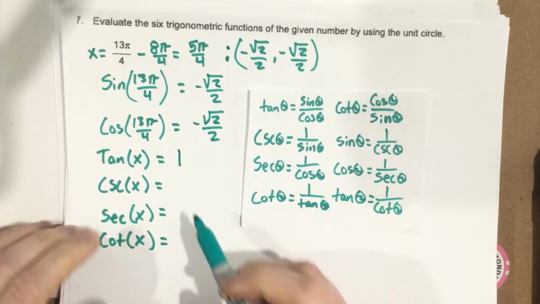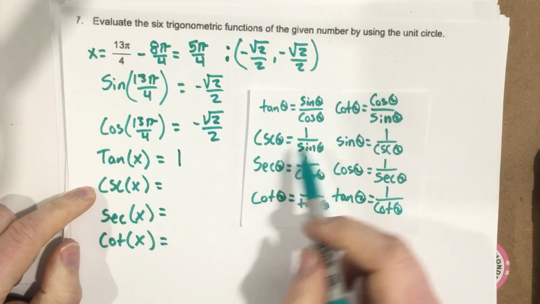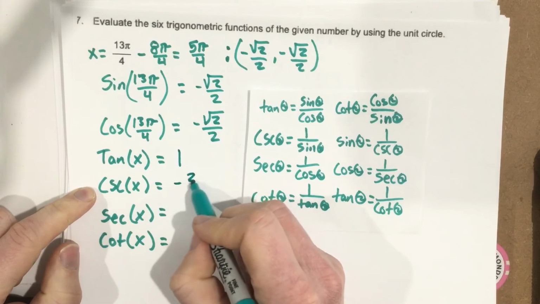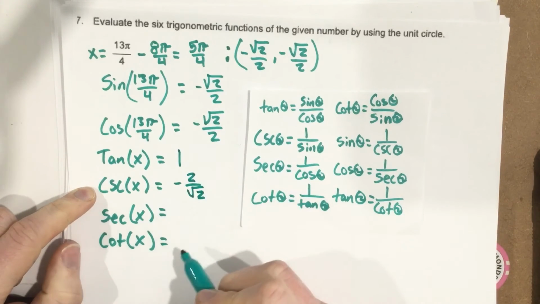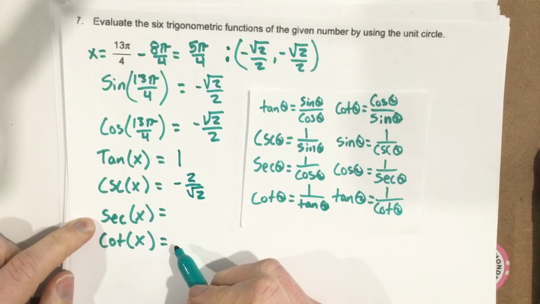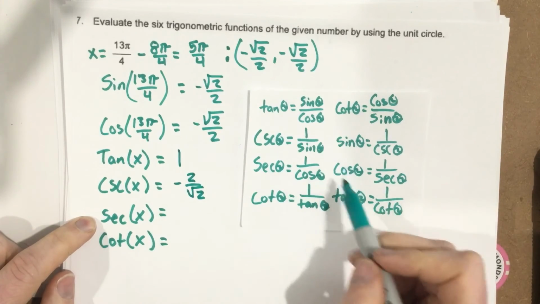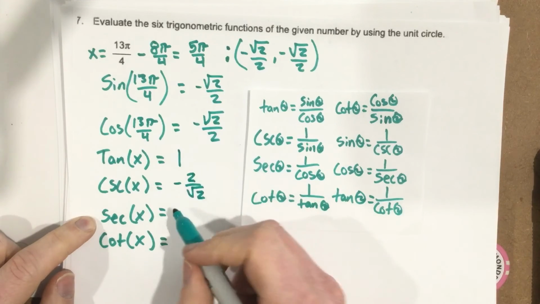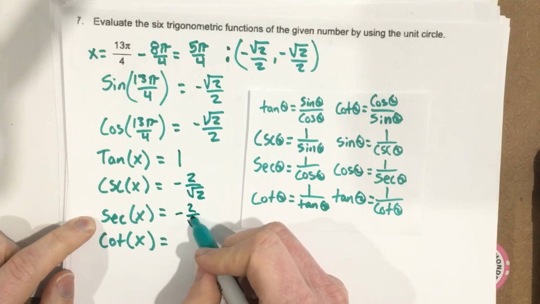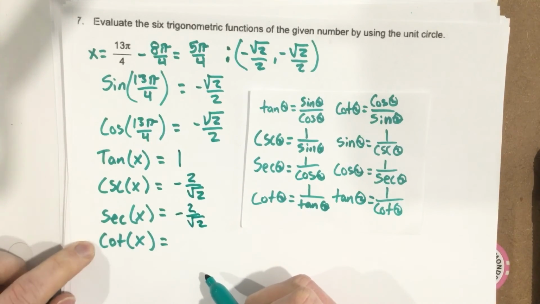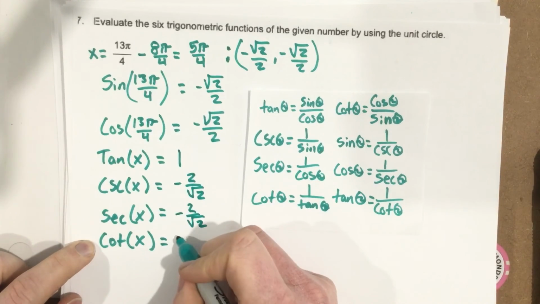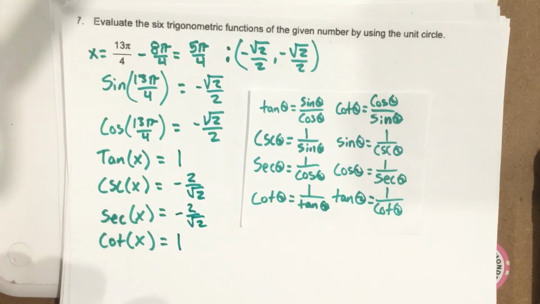Now the rest are just reciprocal identities. Cosecant is the reciprocal of sine. The reciprocal of sine is negative 2 over root 2. Secant is the reciprocal of cosine, so the reciprocal of cosine is negative 2 over root 2 as well. And cotangent is the reciprocal of tangent, and we know tangent is 1, and the reciprocal of 1 is 1. And we're done.